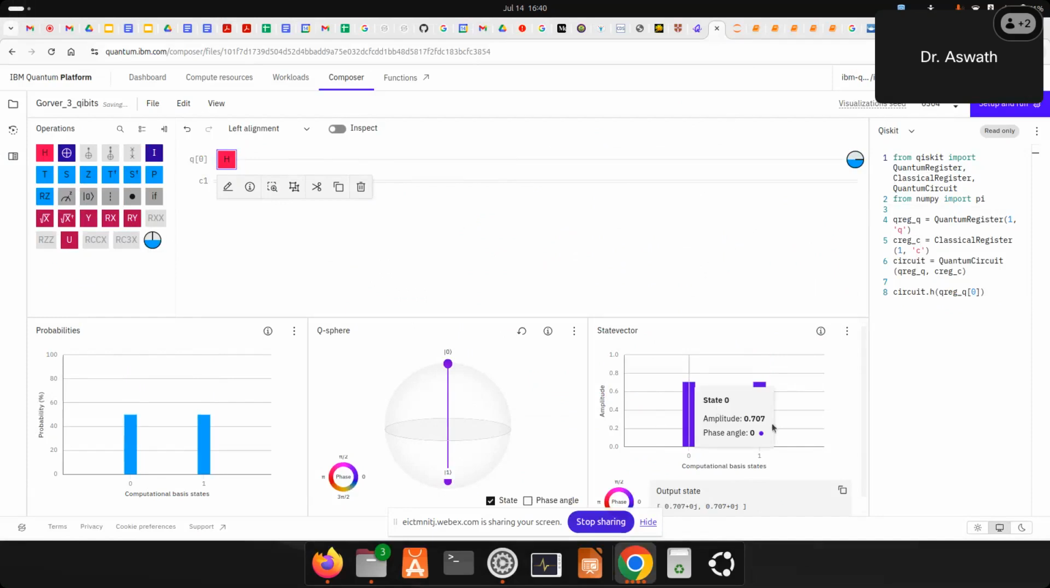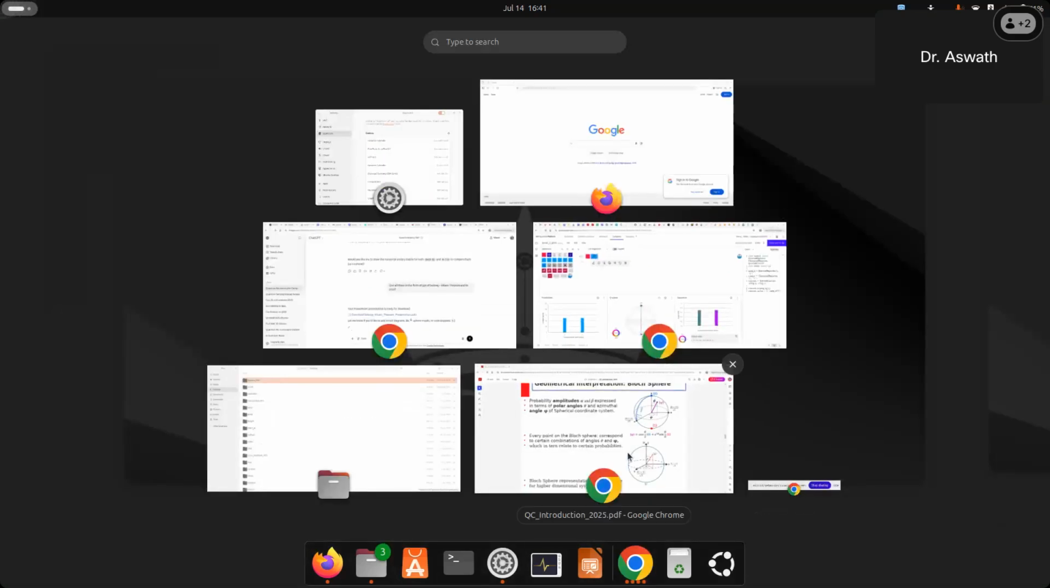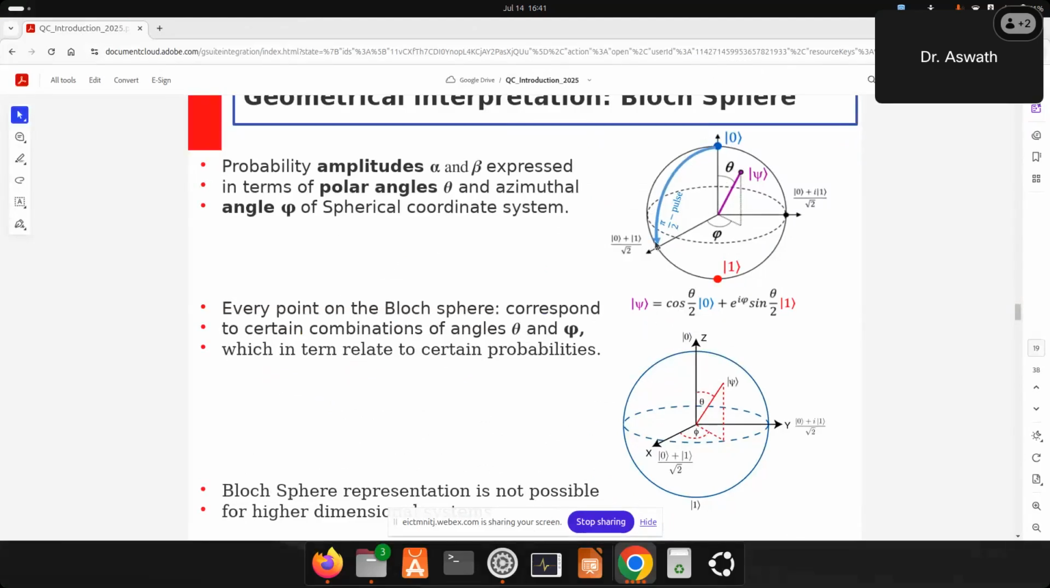I get the quantum state along the x-axis. On that, I am going to add the RZ gate. Okay, RZ gate by pi by 2 angle. It is along this. If I rotate about the Z axis by pi by 2, it should go to this direction, the y direction, (|0> + i|1>)/square root of 2.